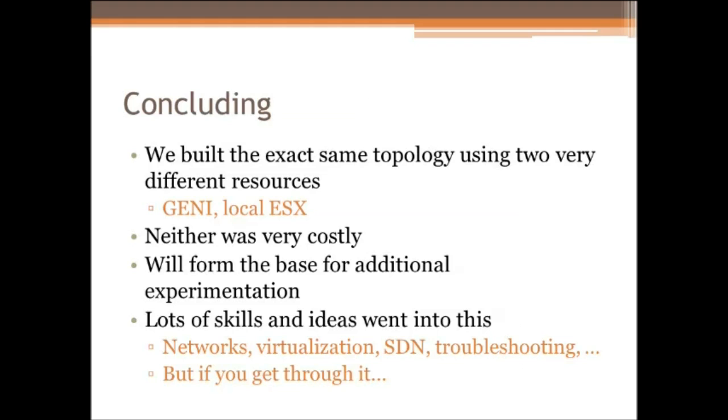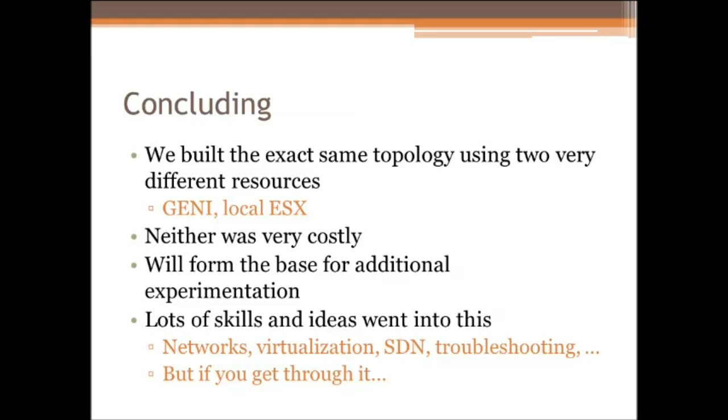So to wrap up, it's the exact same topology, but using 2 very different sets of resources. We have the GENI network, and they did some base configuration for me, but I set up the VMs and then got them connected and then ran the configuration. Locally, I built my own ESX deployment, my own small physical network, and then did the exact same configuration. A little more work on this side, and I needed some additional resources.